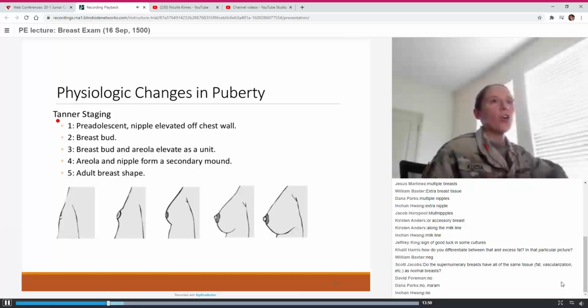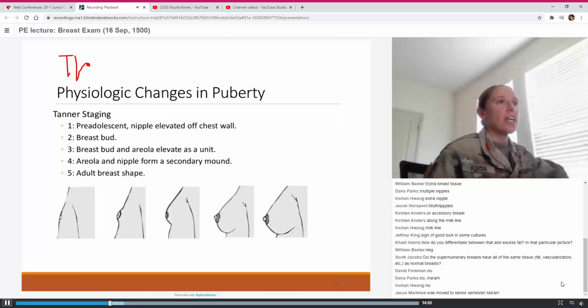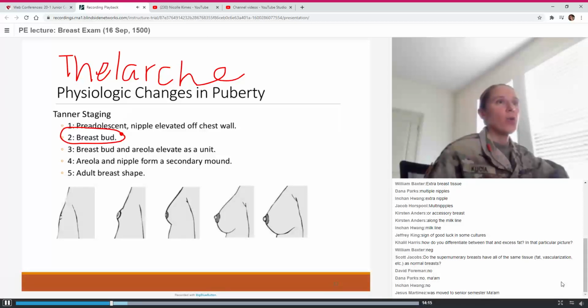Okay, so in peds, we talk about puberty and the way that we stage puberty. This is how you determine if someone's developing on a normal timeline. Essentially that first stage is called thelarchy. It's the physical evidence that puberty is occurring in girls. And Tanner stage 2 is when it's considered to be the initiating stage. So that breast bud is Tanner stage 2, right?